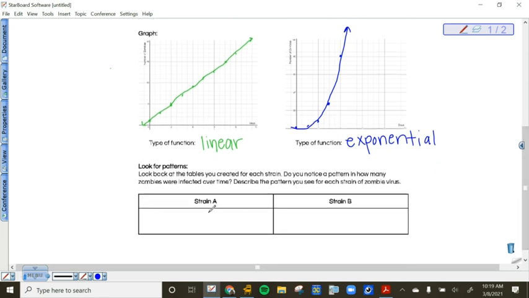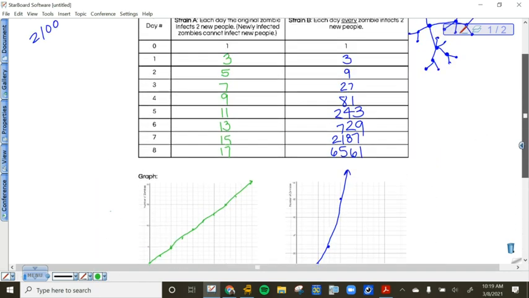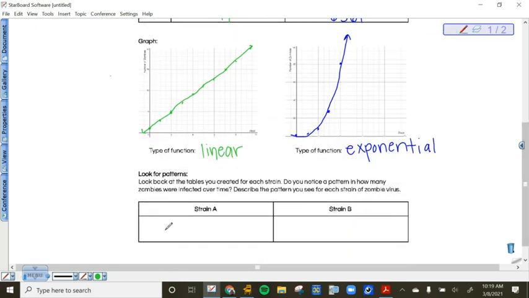Okay, so let's look at the pattern. For the first strain, what is the pattern? How did we move from term to term? What did we have to do? We just added 2, exactly. Plus 2. And then what did we do for strain B? We multiplied by 3. Exactly. Let's flip over to the next page.